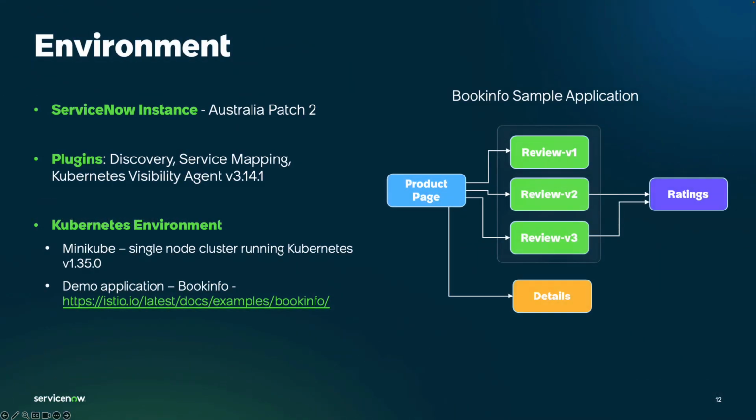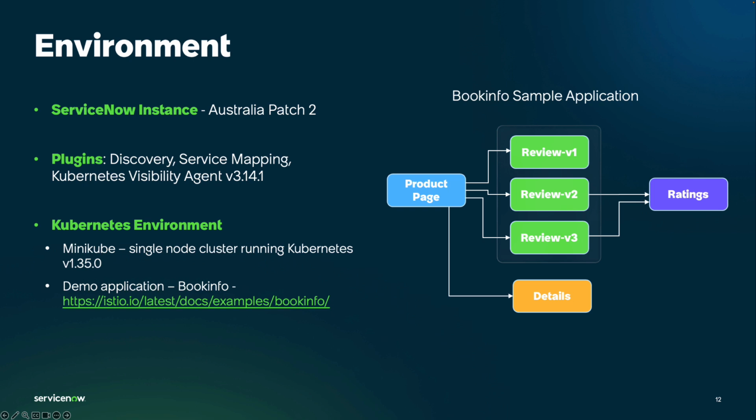Onto the demo. With our demo environment, we're using an instance on Australia Patch 2 with 3 key plugins: Discovery, Service Mapping, and the Kubernetes Visibility Agent. For Kubernetes, we're using Minikube to run a single node cluster locally on a Windows box. The demo app deployed to the cluster is called BookInfo. It's a sample app from Istio made up of 4 microservices.